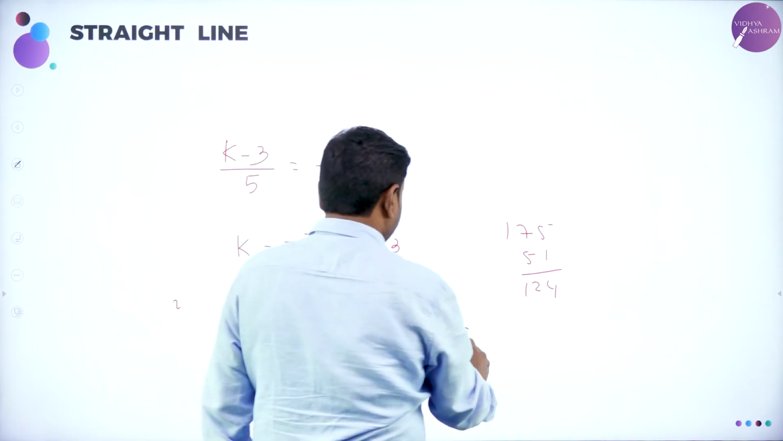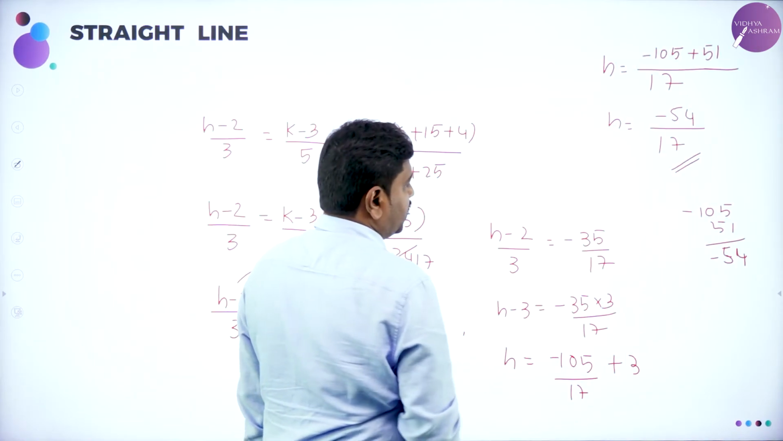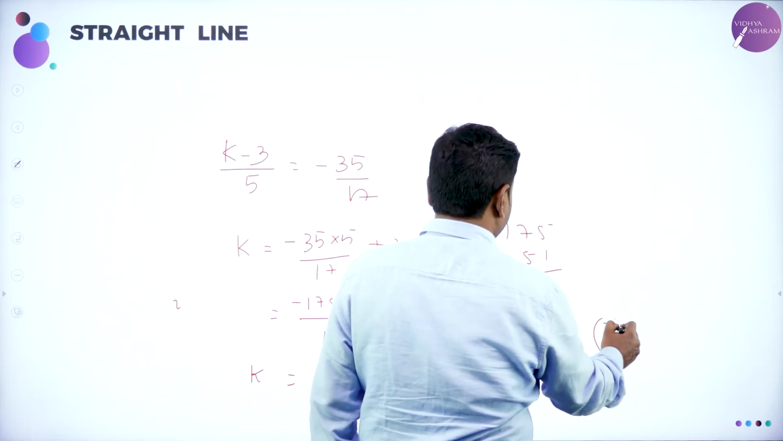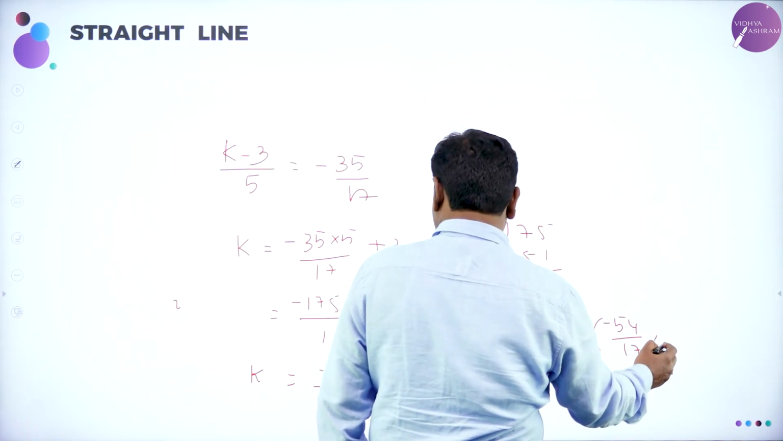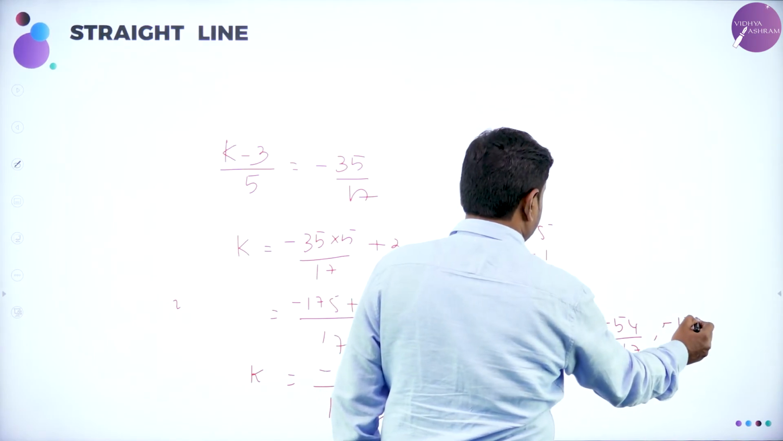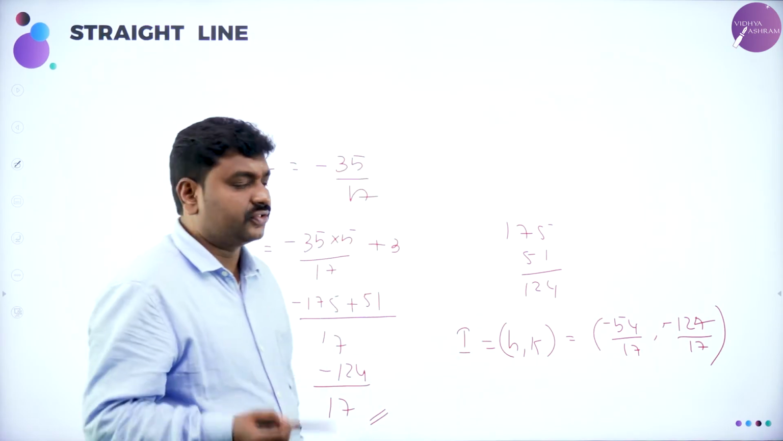So therefore you got the image, which is h comma k, and you got h. What is the h value? h value minus 54 by 17 comma minus 124 by 17. I hope all of you got this.